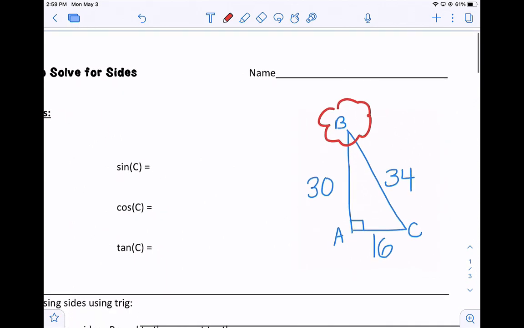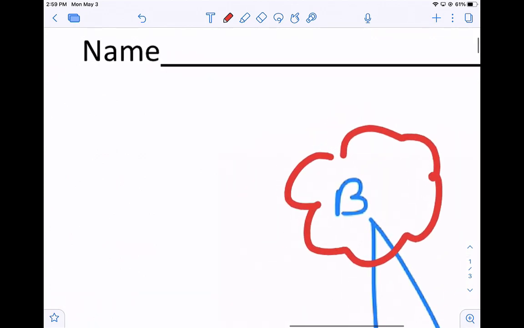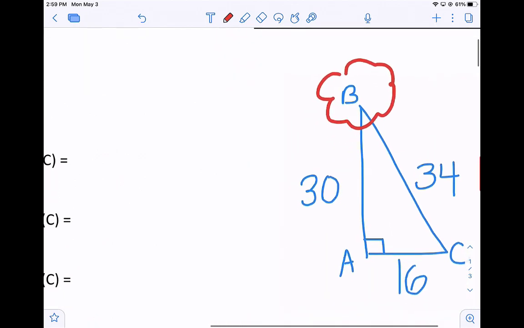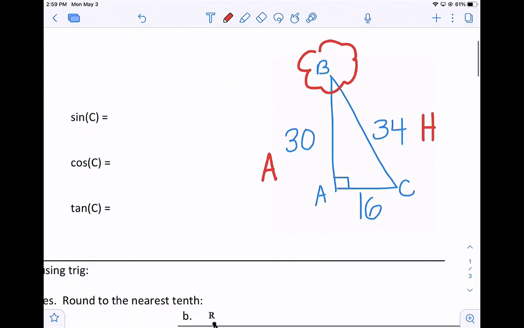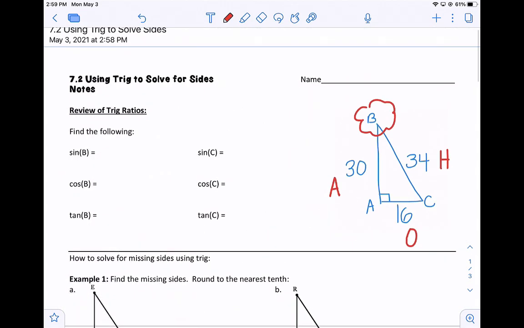So I start with the hypotenuse. The hypotenuse is the longest side, which is across from the 90-degree angle, so that's 34. And then I look at my angle b. The other side next to the angle is the adjacent side. So here 30 is the adjacent side. Again, there are two sides that are next to the angle, but one is the hypotenuse, so the other is the adjacent. 16 is the opposite side. And now that we've labeled them, we're going to write our trig ratios.